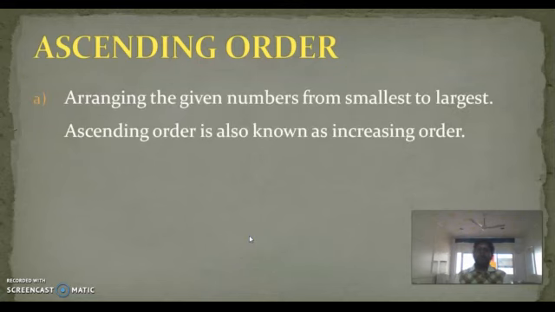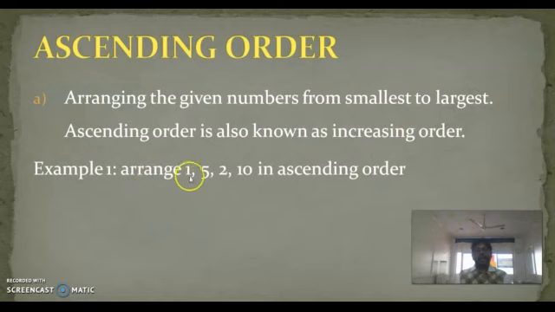Next, ascending order. In this comparison of numbers, we will understand two concepts very well: one is ascending order and the next one is descending order. First, ascending order: arranging the given numbers from smallest to largest. Arranging the smallest number to the largest number gives ascending order. Ascending order is also known as increasing order.